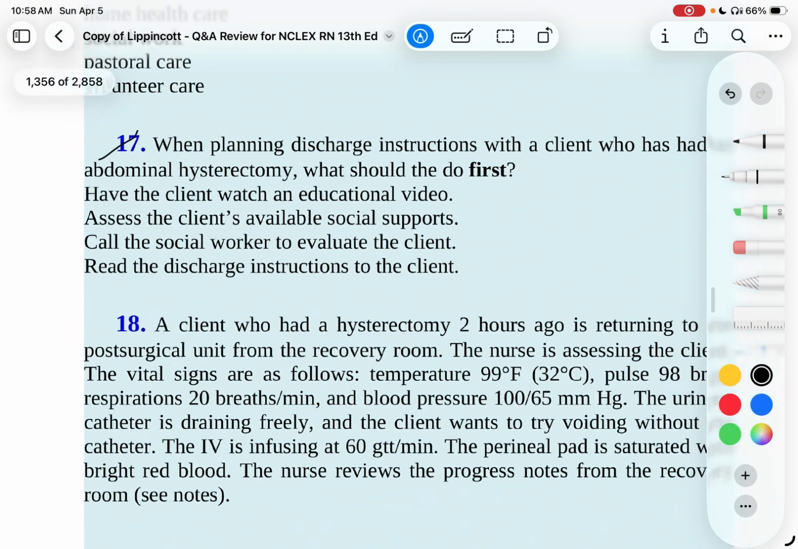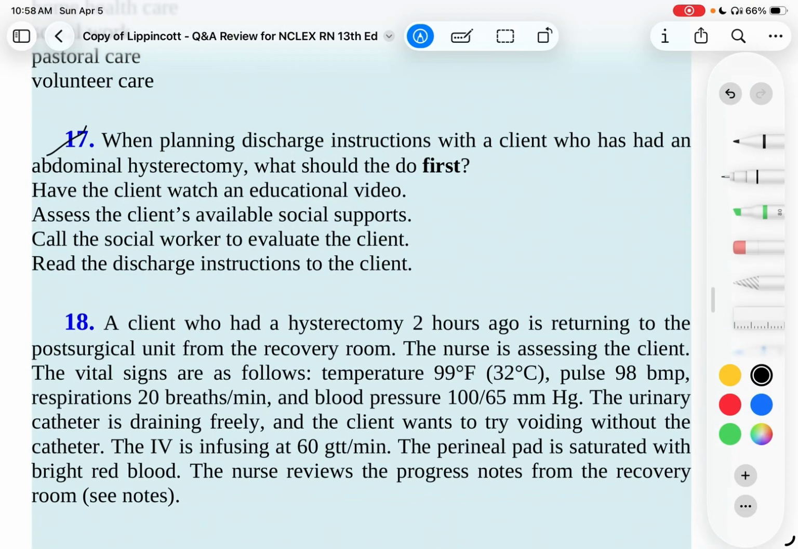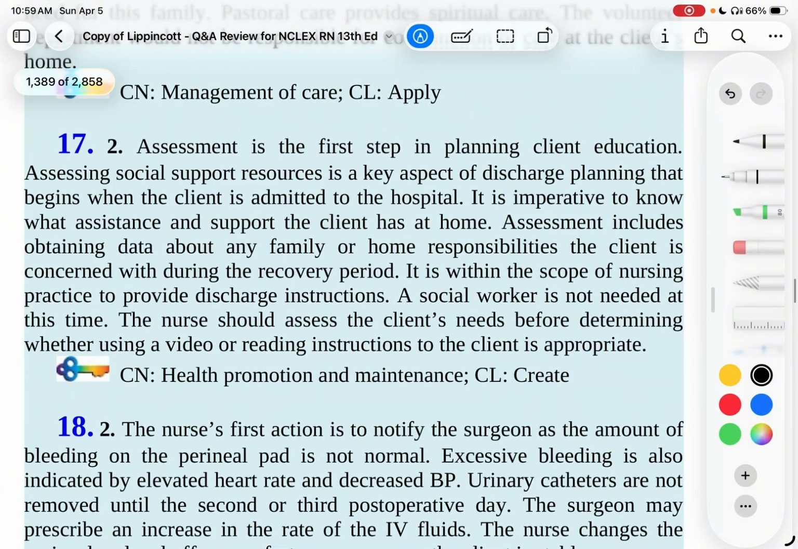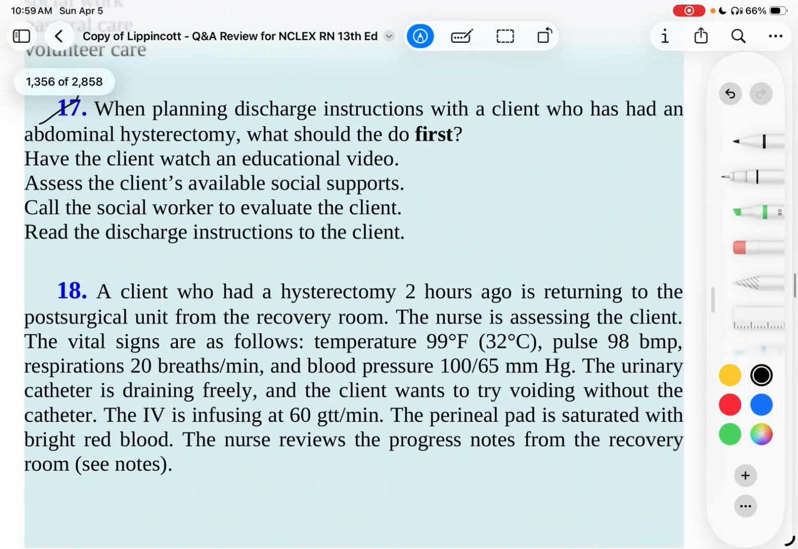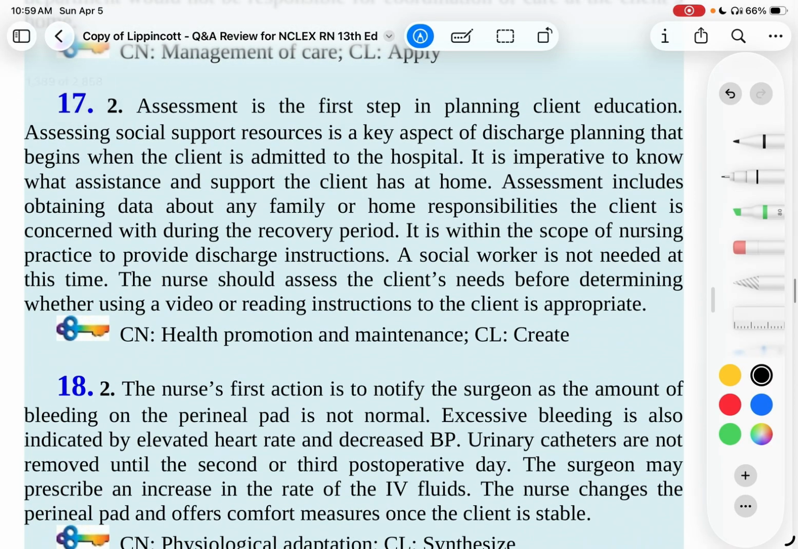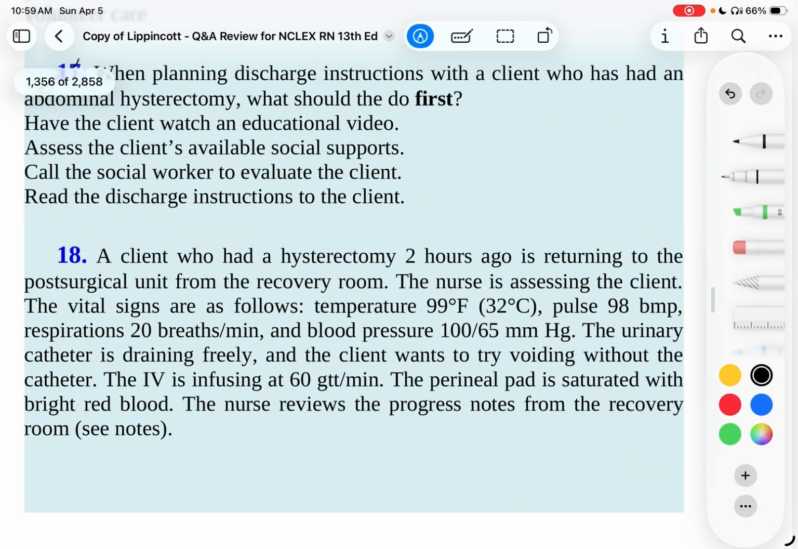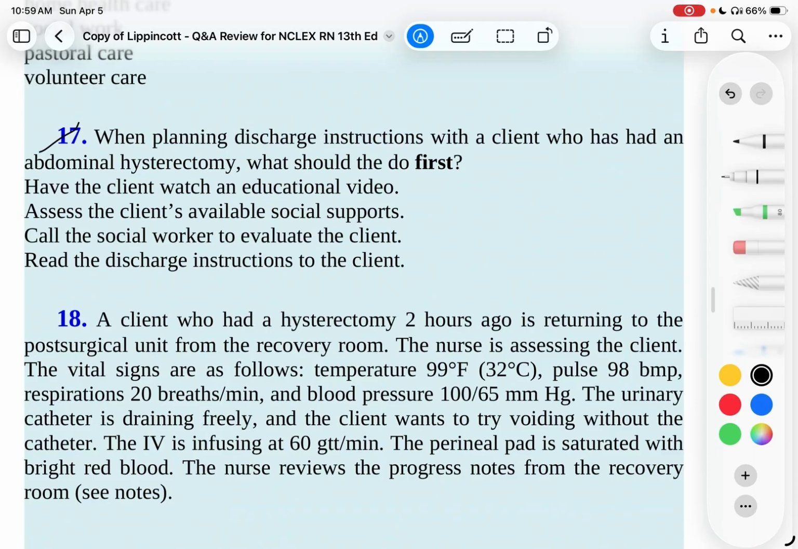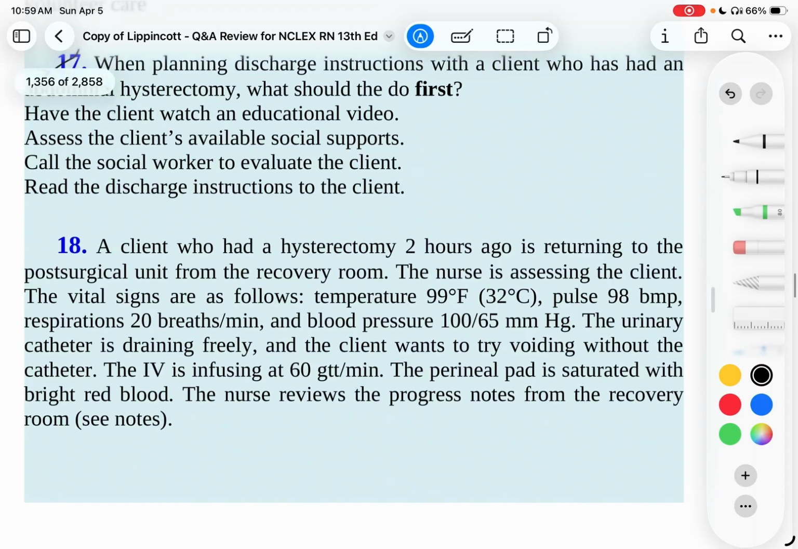Okay, she is being discharged. So I think you assess social supports, D. Yes. Because the first step is patient education. It's a key aspect of discharge planning and begins when the client is admitted to the hospital. What assistance and support does the client have at home? Before discharge, you need to assess the support for the patient at home.